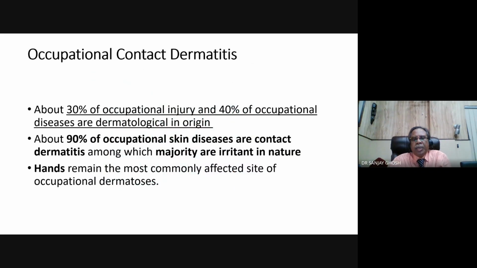Now, occupational contact dermatitis. 30% of occupational injuries and 40% of occupational diseases are actually dermatological in origin. And 90% of occupational contact skin diseases are actually contact dermatitis. The majority of them are irritant disease. And the hands remain the main culprit, bearing the burden.